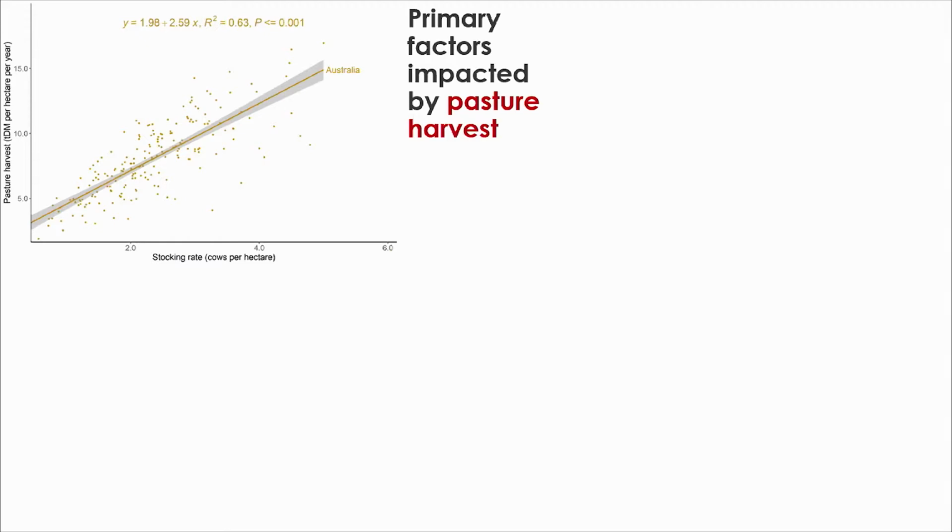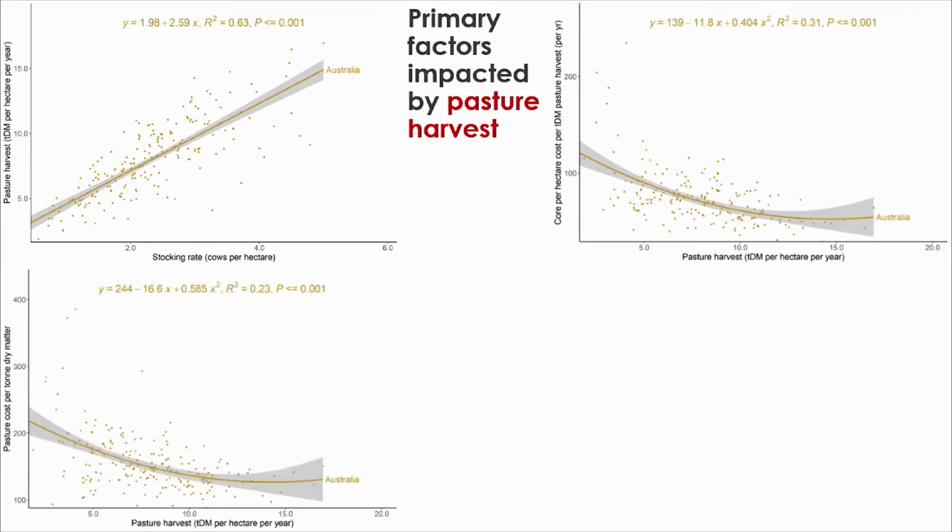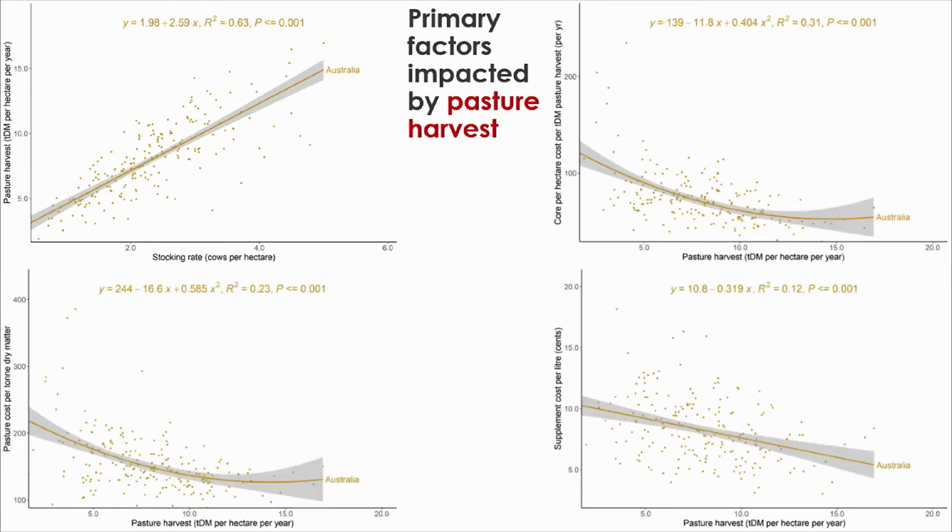Now I'm going to add graphs of 3 more cost factors that all decrease as pasture harvest increases. This includes core per hectare cost per tonne dry matter of pasture, pasture cost per tonne dry matter, and supplement cost per litre. So all of these trends are consistent and strong. What else does pasture harvest influence?